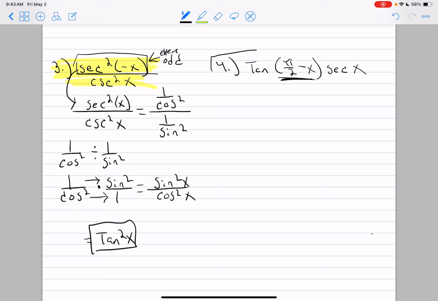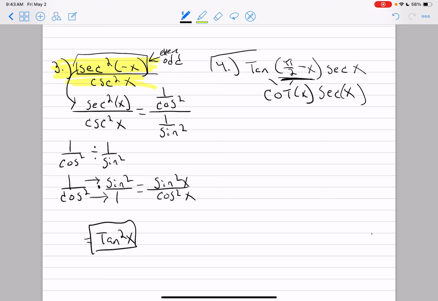I see this right here, which makes me think about a cofunction. That's a cofunction. So the tangent of pi over 2 minus x, if you look back in all your identities, is the same as the cotangent. So this is actually the cotangent of x. So I get the cotangent of x times the secant of x.